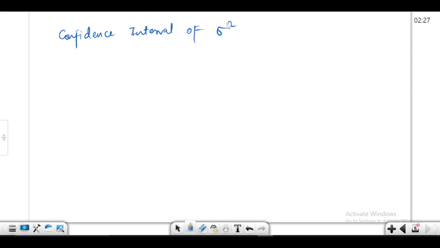So we have discussed the confidence interval creation for your estimators or your regression coefficients, that is beta 1 and beta 2. So in here we'll be talking about the confidence interval for the variance of the estimator, right?